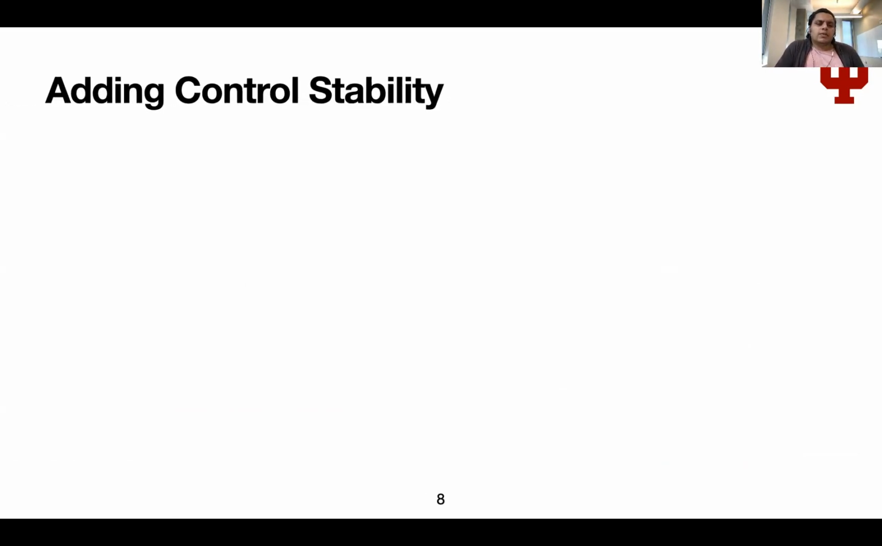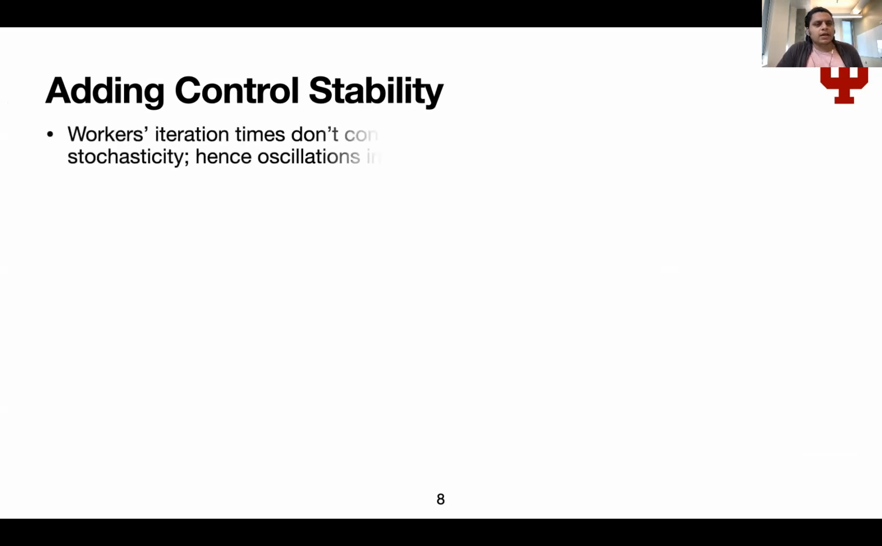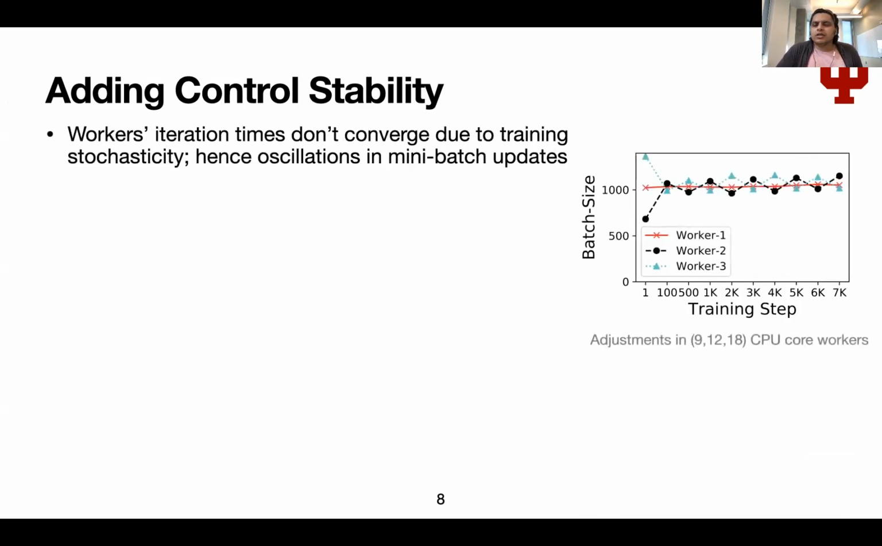Now, about adding control stability, let me explain what this is. Due to the stochastic nature of the training process, the worker iteration times don't converge, so we see oscillations in the updates. Here's an example for a 3 worker cluster with 9, 12, and 18 CPU cores, with adjustments happening after every 1K steps. You can see there are oscillations in there.